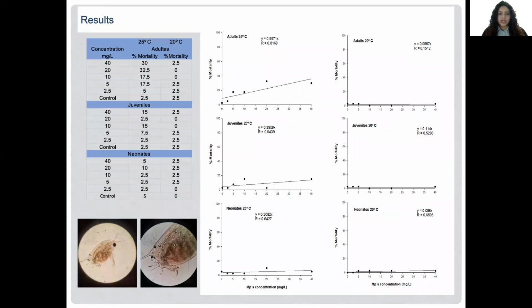The acute toxicity test of Daphnia pulex did not show an evident adverse effect at 24 hours under the tested concentrations in any of the stages, so the LC50 could not be calculated. We found that the consumption of microplastic and its adverse effect was greater at 25 than at 20 degrees centigrade. The adverse effect of the microplastic was more lethal on the adults than on the neonates and the juveniles. Eventually, the adverse effects of these substances will be evident on the entire population.